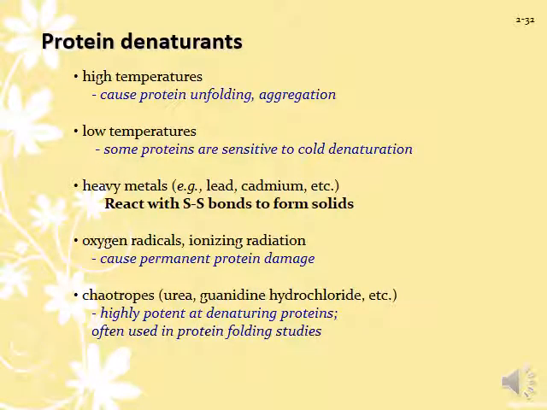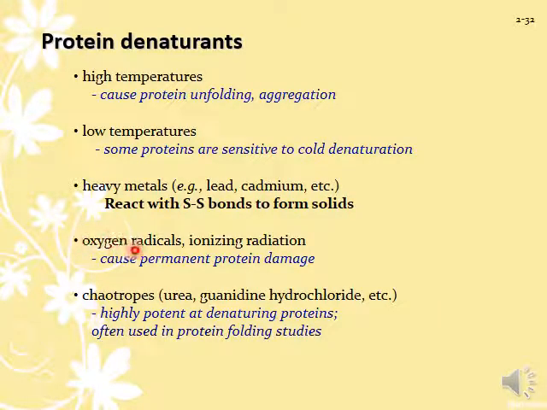So these are other types of denaturant for protein. Besides high temperature, low temperature can also denature protein. It means when you put the protein under low temperature, it becomes denatured. For example, milk. When you put milk in the fridge, it will separate, forming the watery part and also solid part. The third denaturant here is heavy metal. Heavy metals such as lead and cadmium will react with the disulfide bond of the side chain, which forms solid.